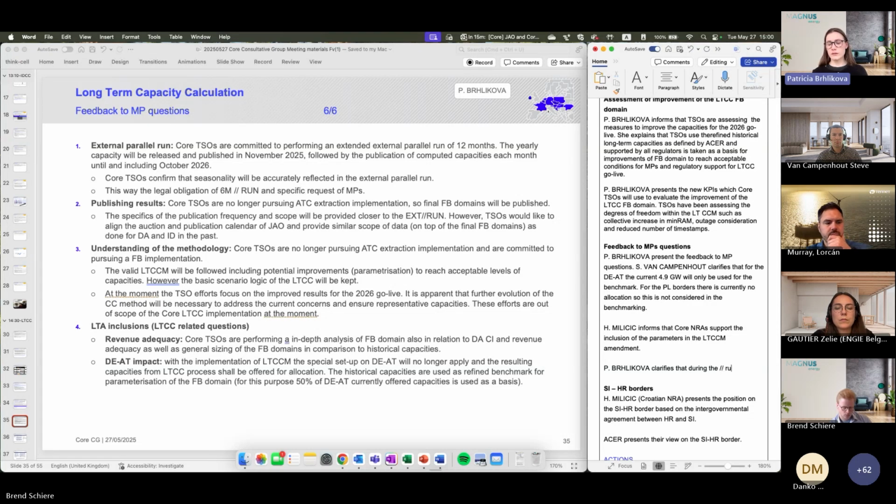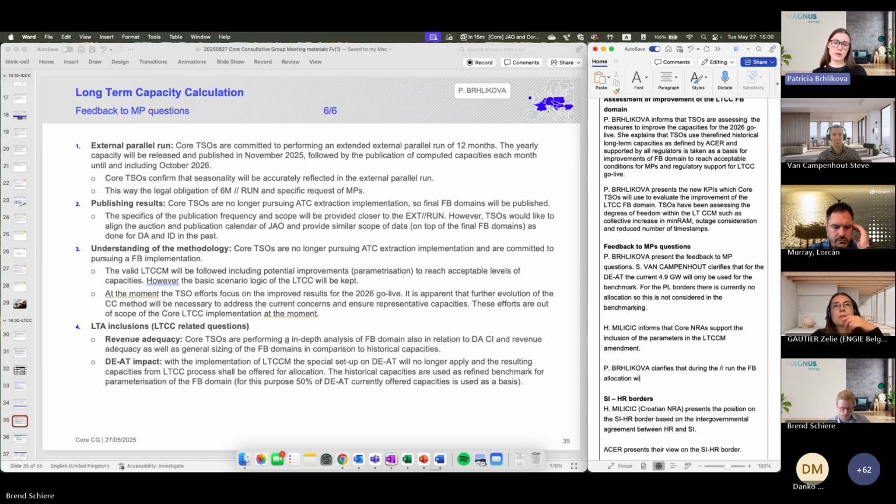I think this is to be also clarified, how the allocation results will be published. But for the capacity calculation, all the outputs should be provided in the publication tool. But everything should be as it will be in the production with the LTFBA.